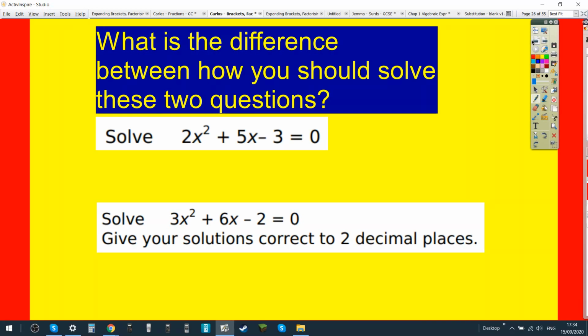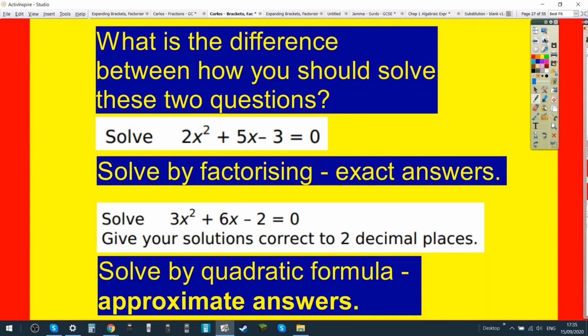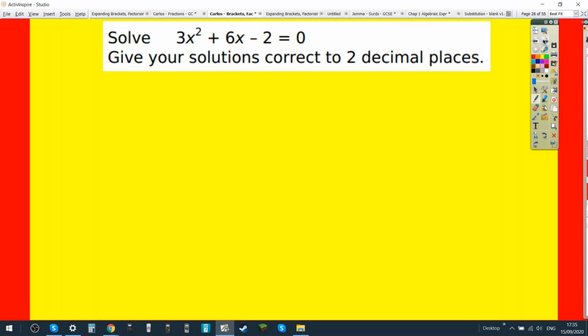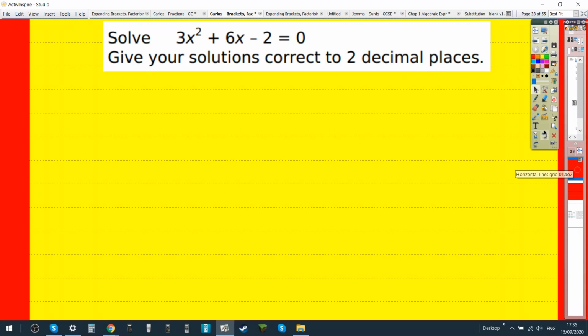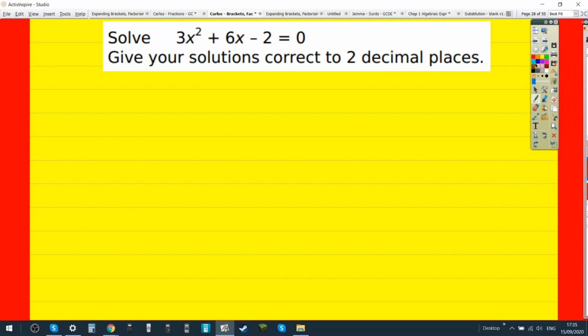Let's see. What is the difference between how you should solve these two questions? Spot the difference. The difference is in the second one. It says to 2 decimal places. What that tells you is this one up here, you'll be able to factorize it and you'll get exact answers. You'll get like x is 2, x is 3, x is -5. With this one down here, it'll just be decimals, and so you can't do it by factorizing. You have to solve using the quadratic formula. It's a formula that's given to you. Do you know the quadratic formula? Have you seen it? No.